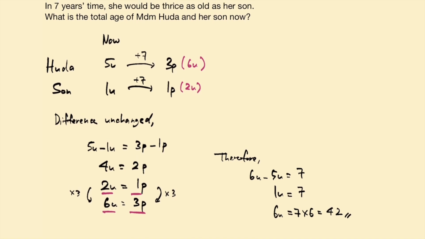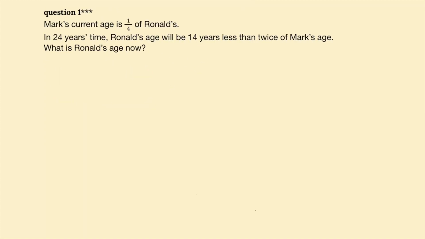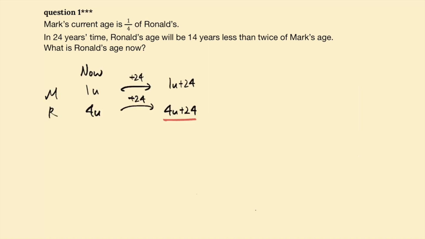What's the total age of Huda and the son right now? That is basically 6 units, isn't it? Right, so from here, 1u is 7, 6u is therefore 42. And we have a level 3. Mark's current age is 1 unit and Ronald's 4 units. So 1 to the left, 4 to the right. Okay, so let's do that. 1u now, Ronald, 4 units.